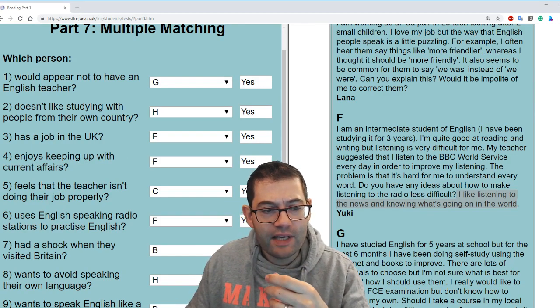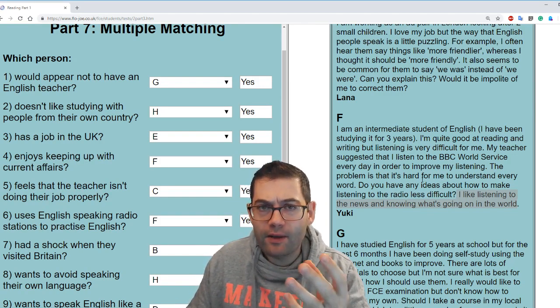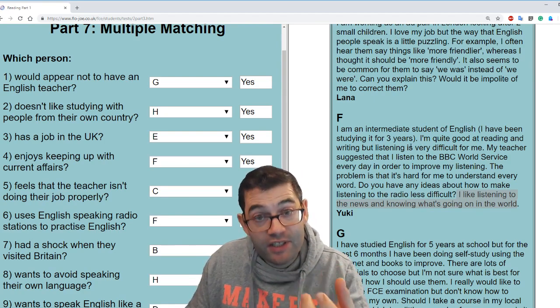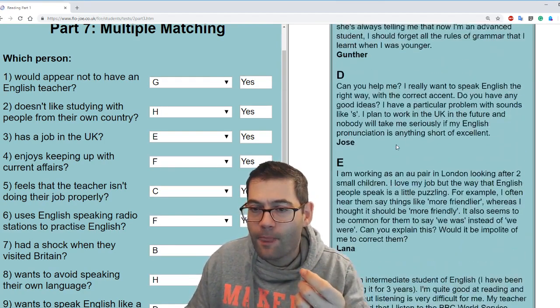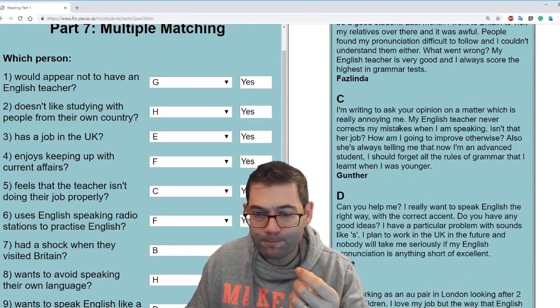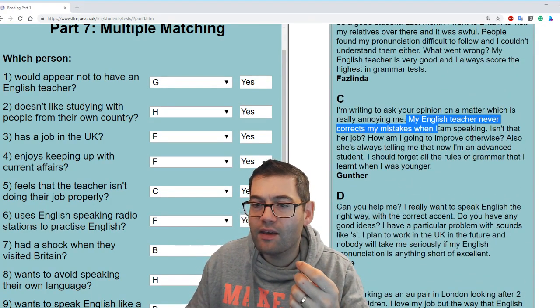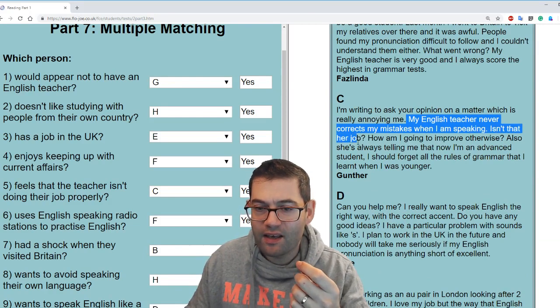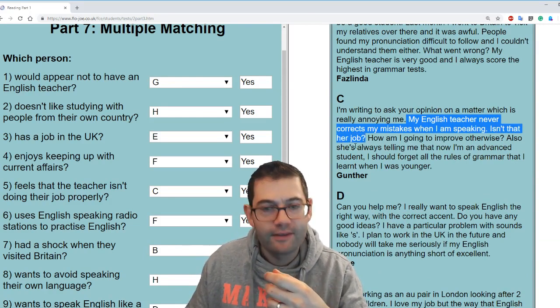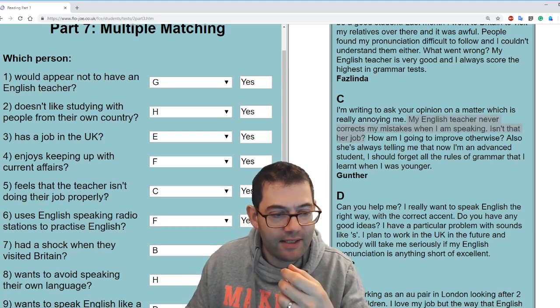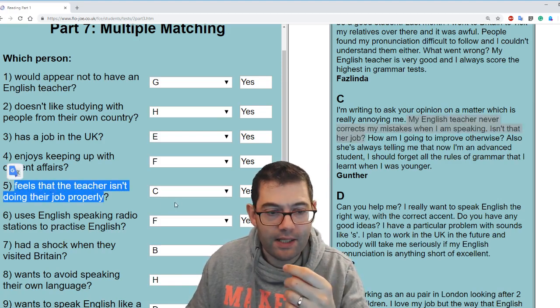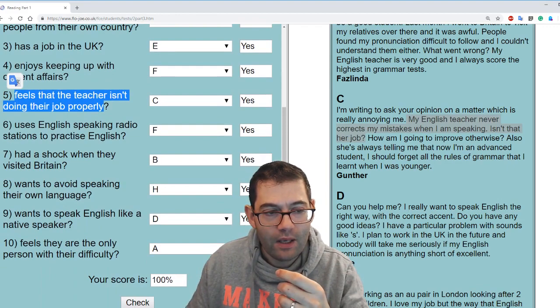5. Feels that the teacher isn't doing their job properly. Now, one of these articles was a criticism about the teacher and the fact that the teacher wasn't correcting them. And that was in C. My teacher never corrects my mistakes when I'm speaking. Isn't that her job? So, the clear criticism of her teacher, and that's exactly what we get in 5, which is why the answer is C.